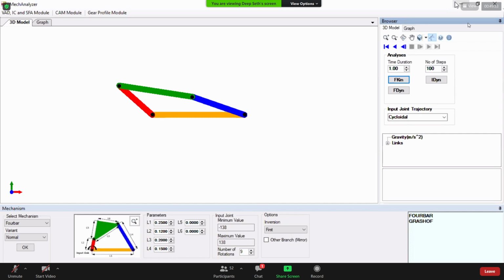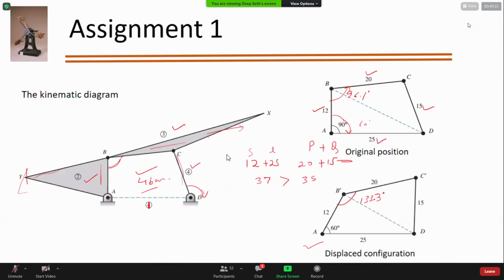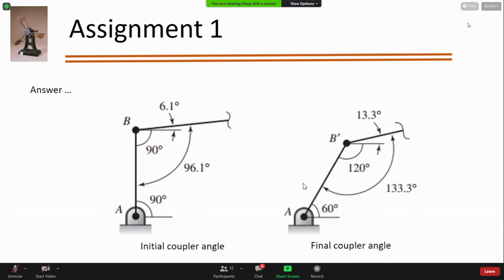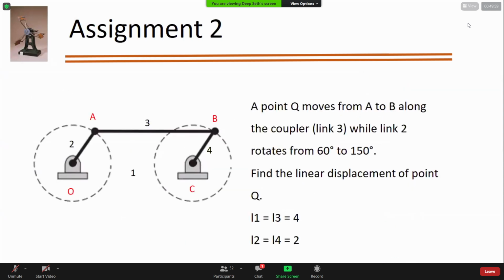So this is how it is doing, and this mechanism will actually lock at some point of time. So you will not have to complete the full rotation over here. If you do it, your mechanism will lock and it will be difficult to come back from there. Okay, so let's go back to our slide. I hope you understand this thing.